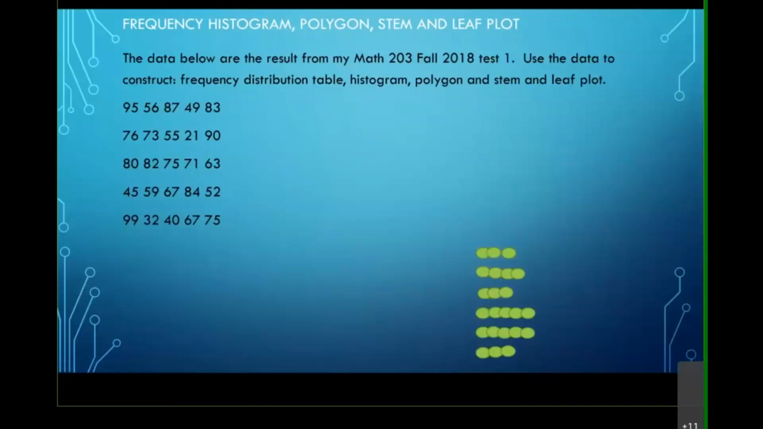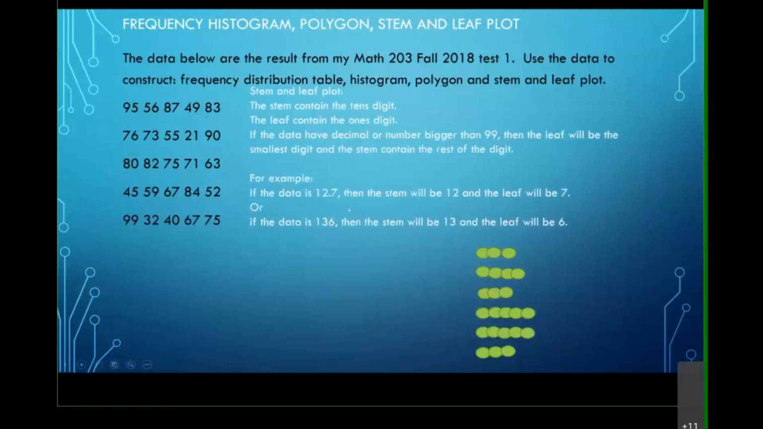To construct the stem and leaf plot, this is what we need: the stem contains the 10s digit of your data, and the leaf contains the 1s digit of your data. Meaning, for instance, right here, everybody see that 95, the 9 is the 10s digit, and the 5 is the 1s digit, right? So my stem will be 9 and my leaf will be 5.